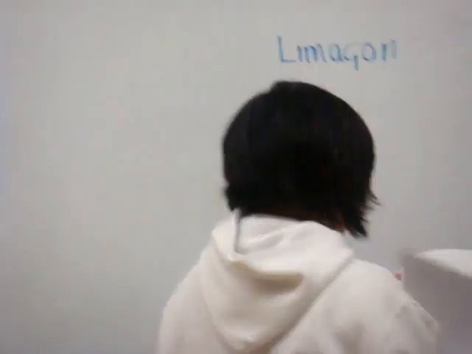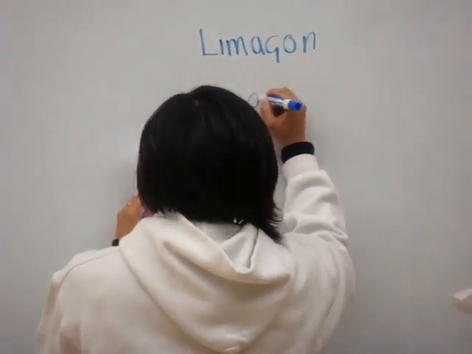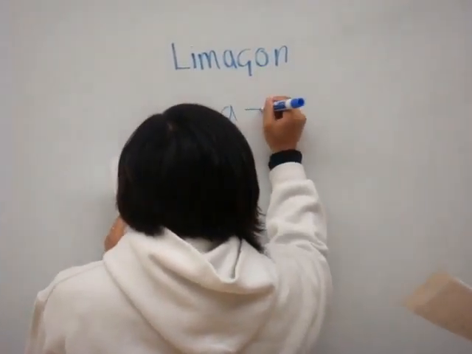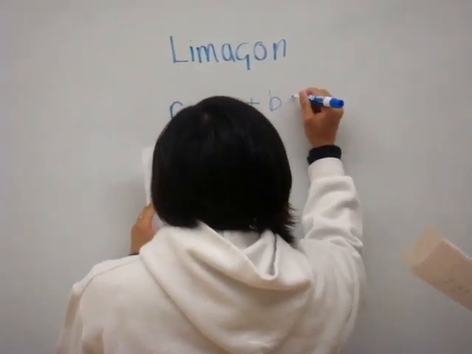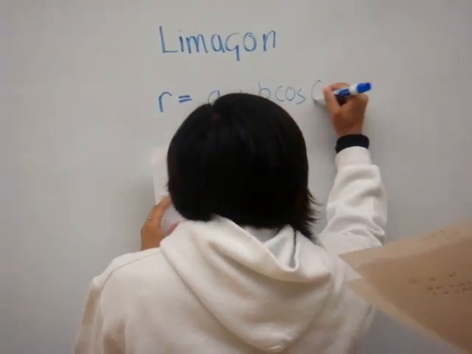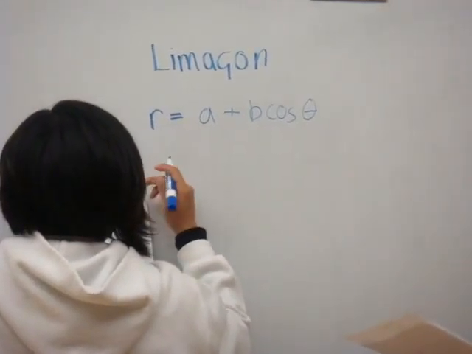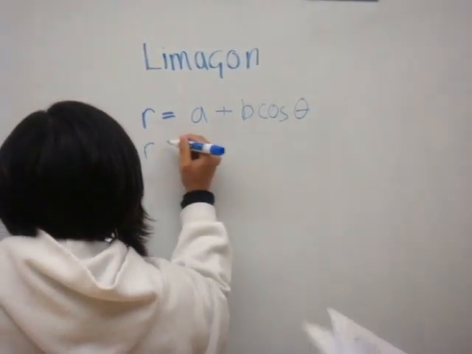So the equations are on the side right there. r equals a plus b cosine theta and r equals a plus b sine theta are the two main equations. And it's really important that you notice that there's an a and a b, that they're different, because if they're the same, then it's not a limaçon, it's a cardioid.